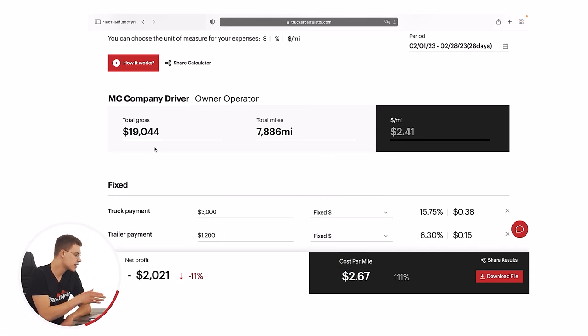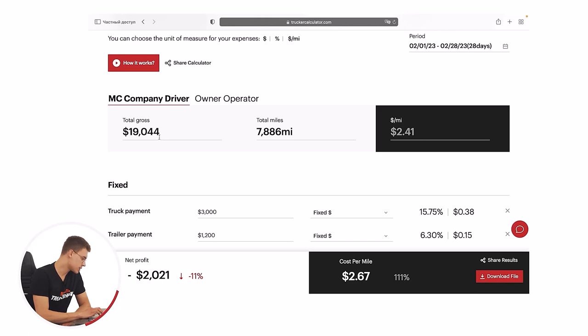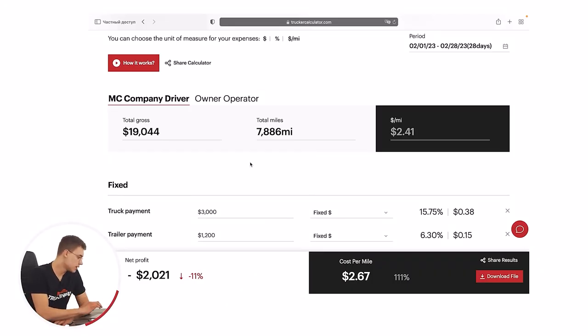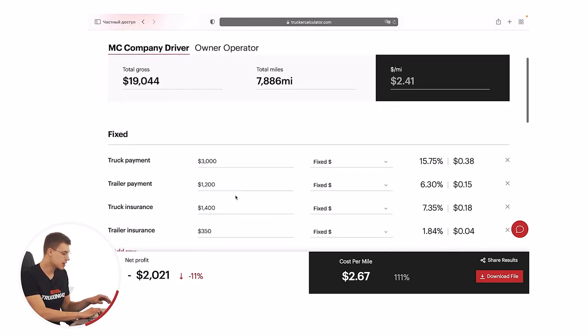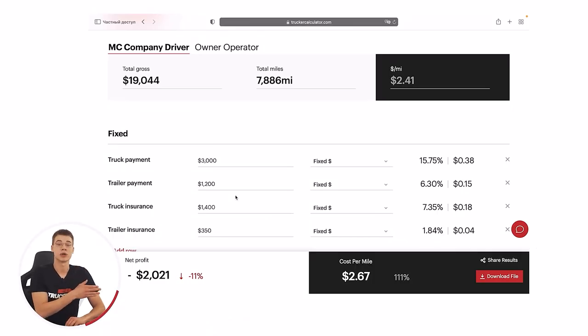First, and the main important thing that I have noticed is that his driver was doing less on total gross and total miles. It's much lesser than a driver should do. So basically, it's $19,000 and almost 8,000 miles, and I know that this driver wasn't working the whole month. So let's try changing this, because as you see, his fixed payments remain the same. Basically, the owner is overpaying for his trucks that aren't working, aren't gaining him money.